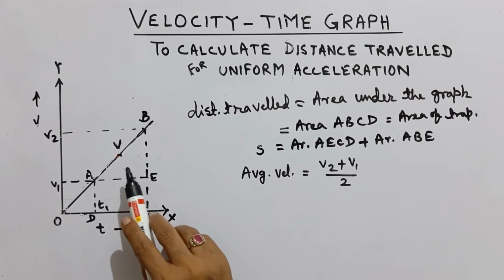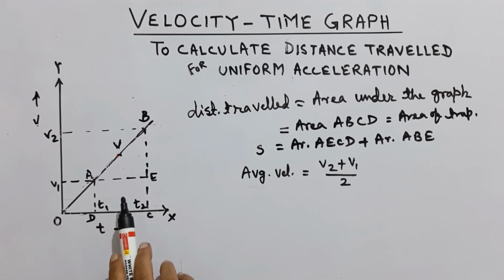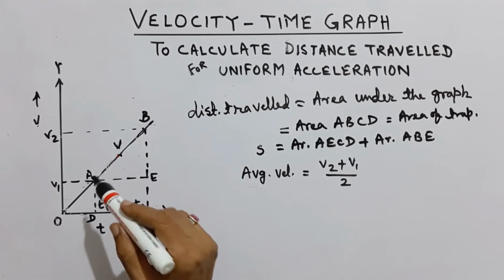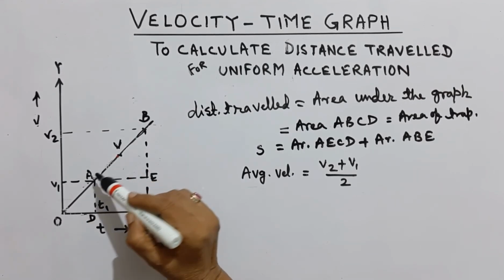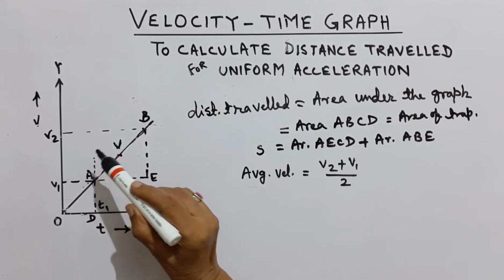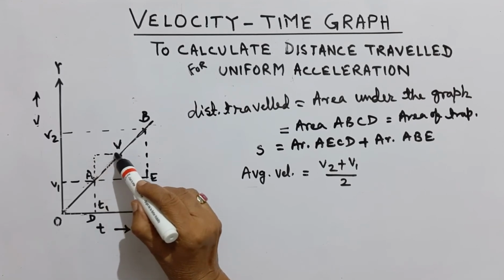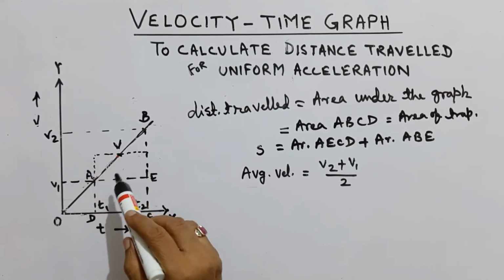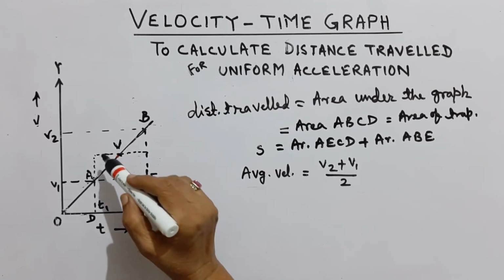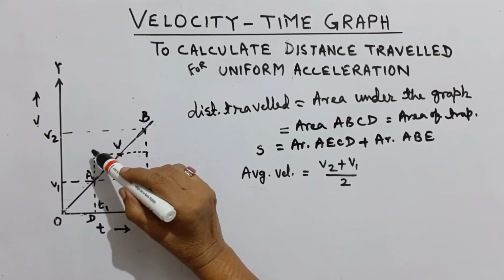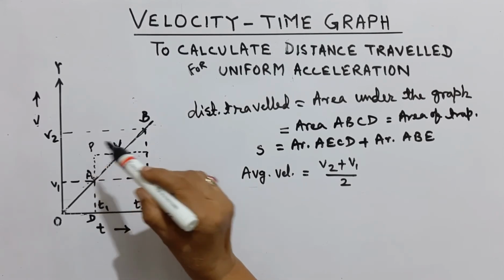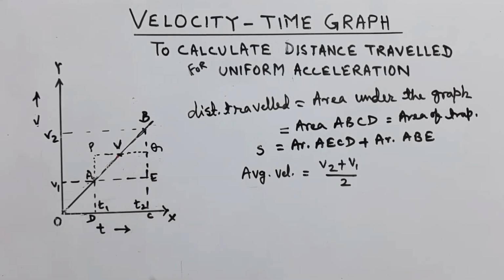If the object travels with a constant velocity equal to the average velocity v, the graph of its motion will be a line parallel to the x-axis. Let us suppose this is denoted by PQ.